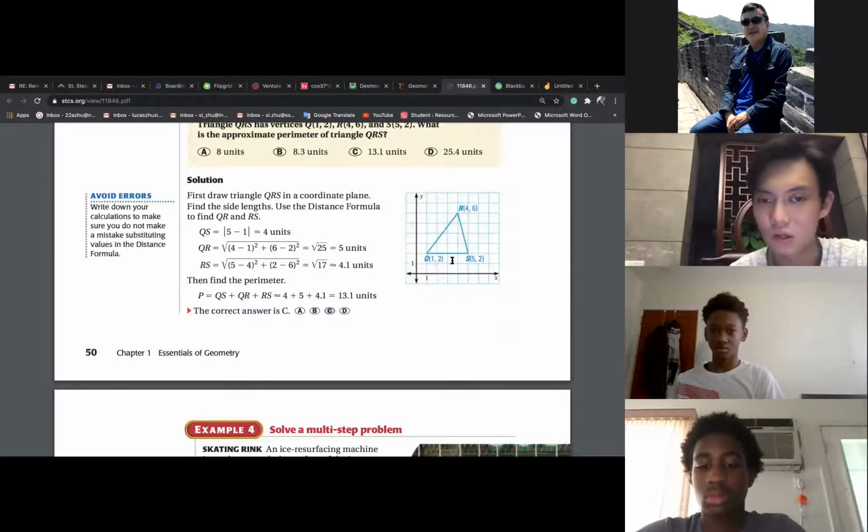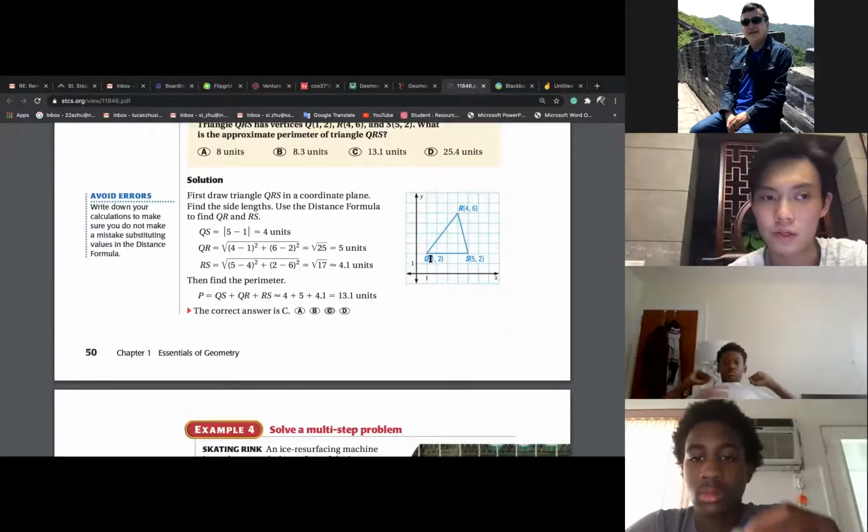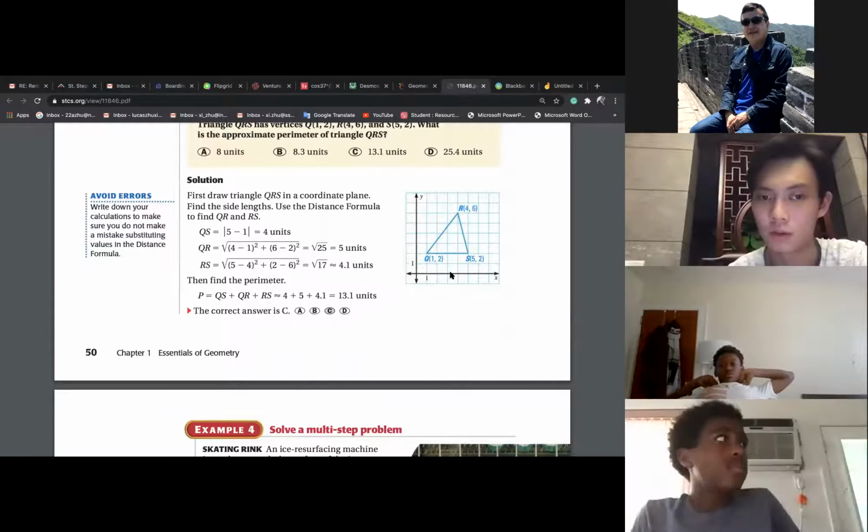See, they still use the coordinate plane to solve for the area formula.